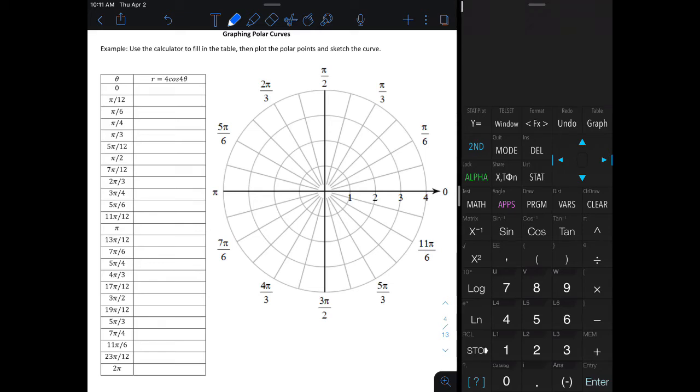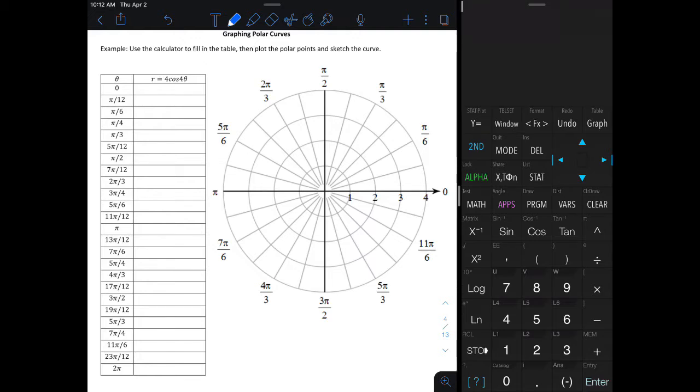Okay, in this video, we're going to go through the process of graphing one of these polar curves we've been talking about. I'm going to show you what it's going to look like on a TI-84 and how we could go about getting a table of values to help us plot.